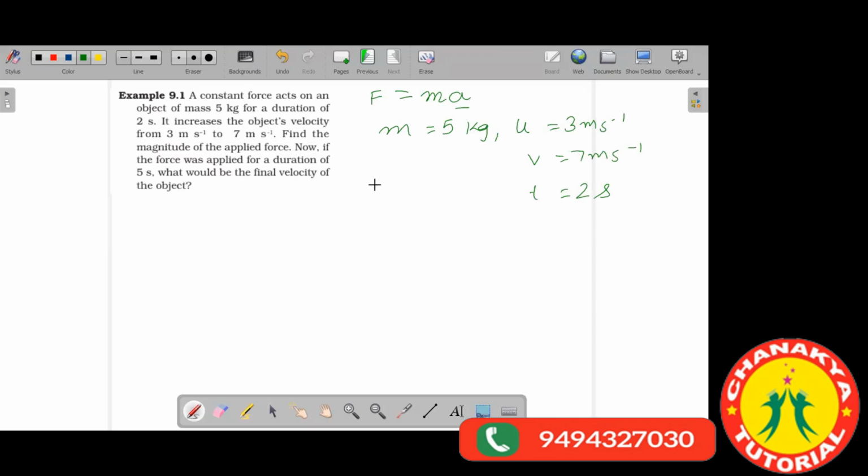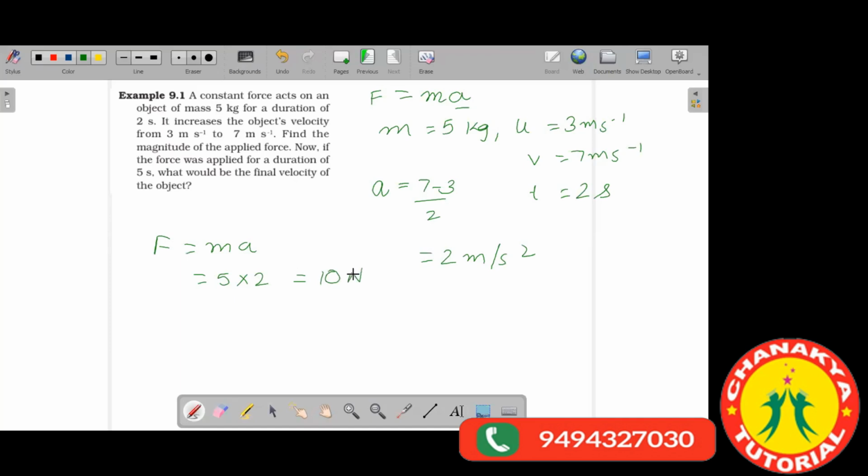So what will be the acceleration here? 2 m/s². Yes. Then we can do force is equal to ma. Force will be mass times acceleration. Mass is given as 5. Acceleration we have found 2. So what should be the force? 10 newton. So force here will be 10 newton.